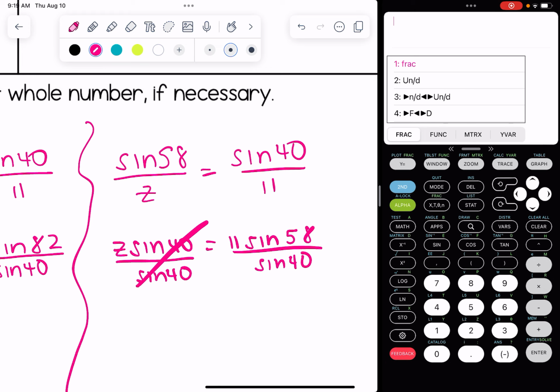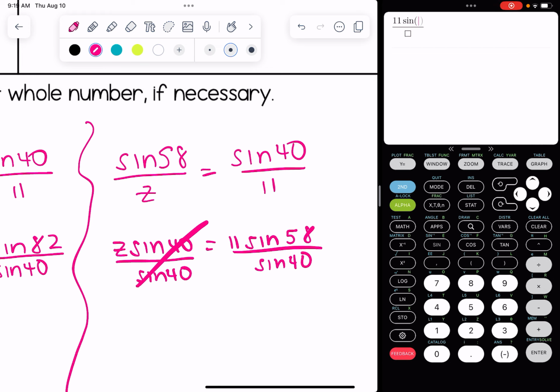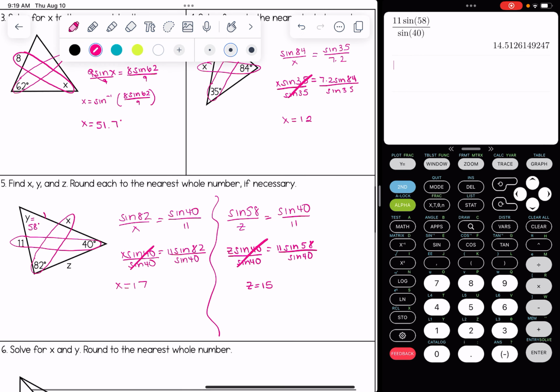All right, typing this into our calculator, I have 11 sine 58 divided by the sine of 40. And again, we're rounding to the nearest whole number, so in this case, z is equal to 15. So my answers: y was 58, x is 17, and z is 15.